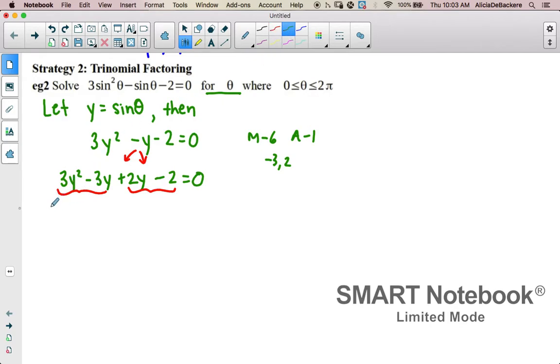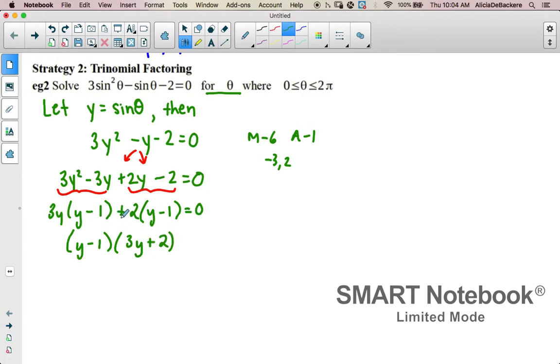So in the first group, 3y is the common factor, and then I'm left with y minus 1 when I divide out the 3y from both of those terms. And then for the second group, 2 is the common factor, and again I'm left with y minus 1 when I divide that out. You should have matching brackets, otherwise you made a mistake maybe when you selected these two numbers off to the side. Now that I've got that common bracket, I can factor it out, and then I'm left with 3y plus 2 when I divide out the y minus 1 from each of those terms.